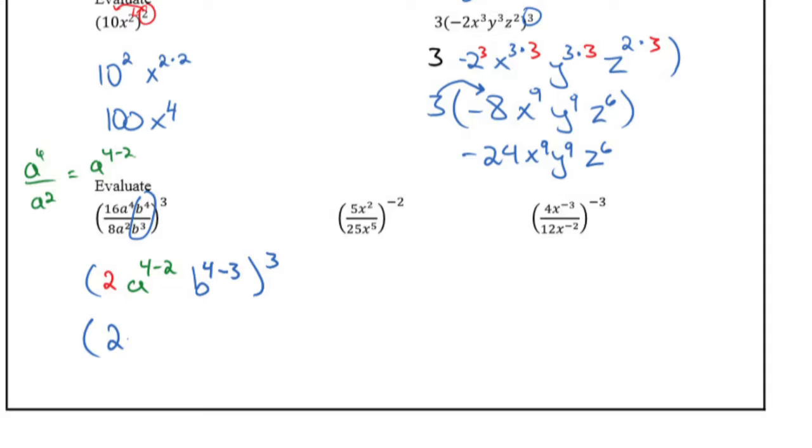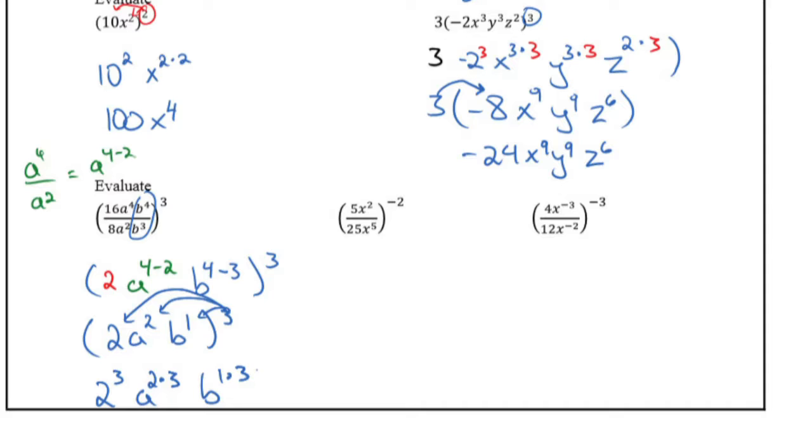All right, so I have 2. I have a to the 4 minus 2, which is 2. b to the 4 minus 3 is 1. I don't have to write it in, but I can. And I still have this 3 on the outside. So everything inside the brackets needs to receive the 3. So I can get 2 to the power of 3, a to the 2 times 3, and b to the 1 times 3.